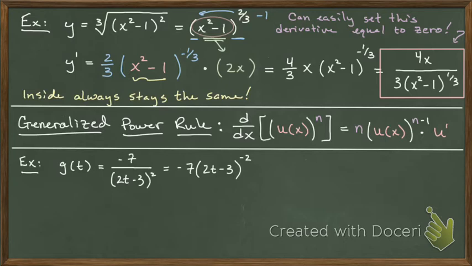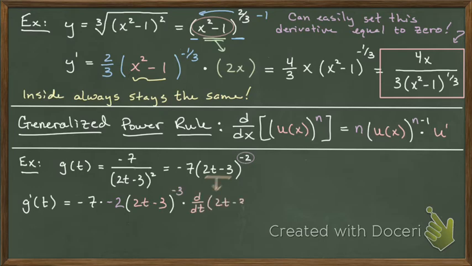When I take this derivative, again, I work my way outside in. I don't take the derivative of that negative 7. It's tempting, but negative 7 there is just a constant multiple. So when I go to take my derivative, I leave that negative 7 out there. I take the derivative of something to the negative 2, right? I bring the negative 2 down. Inside is going to stay the same, 2t minus 3. Subtract 1 from the power, and I get negative 3.